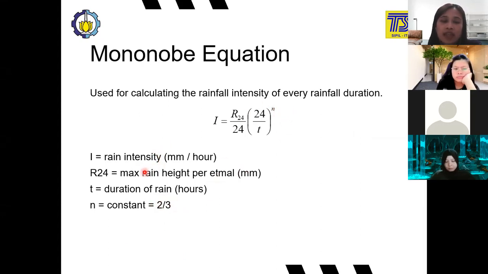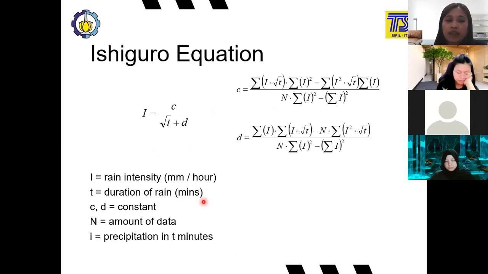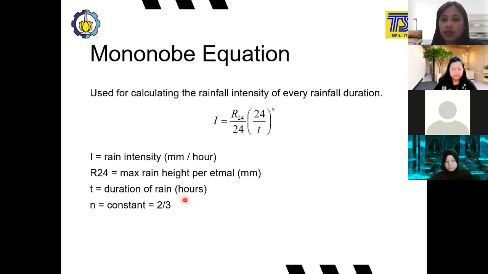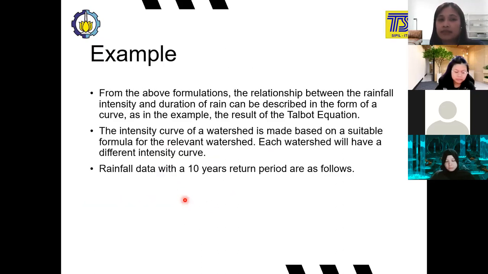And then we have the rain intensity equal to R24, which is the maximum rain height in 1 day or in 24 hours. And then we have the duration of the rain here as T in hours. So you have to be careful here, because in the other equations the time duration of rain is in minutes. Only the Mononobe equation uses hours.